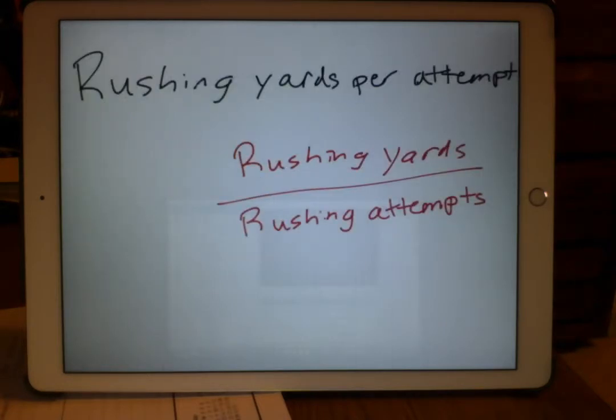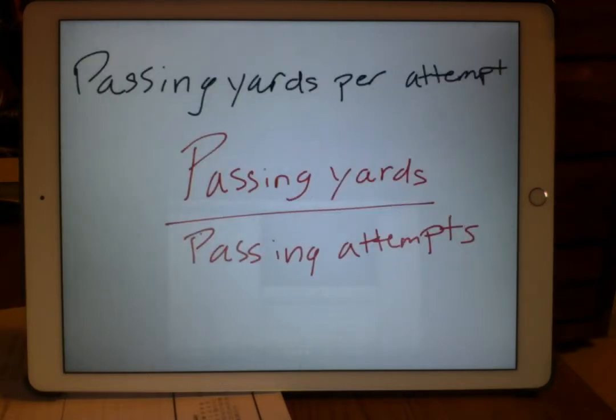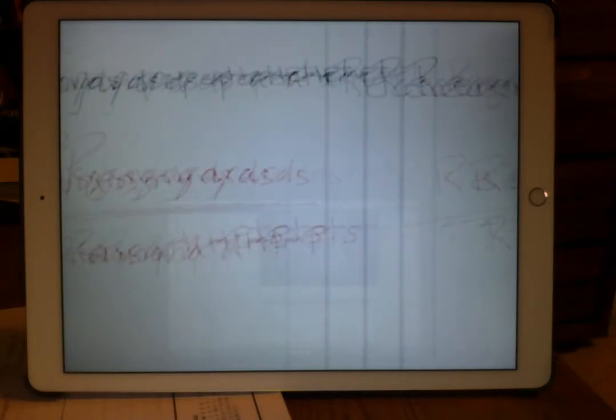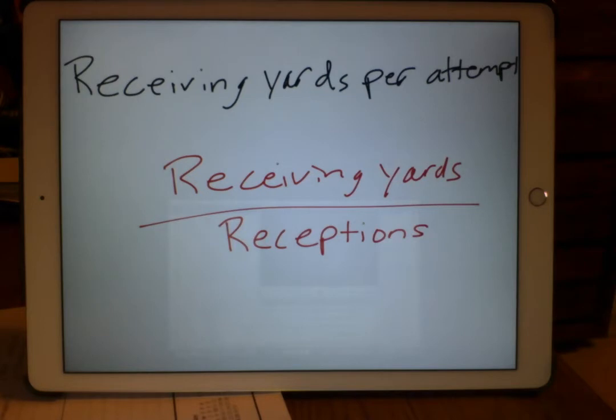Next, we got rushing yards per attempt. Again, pretty simple: rushing yards divided by rushing attempts. Passing yards per attempt, just like rushes, is passing yards divided by passing attempts. And lastly, for football, we got receiving yards per reception, which is receiving yards divided by number of receptions. Alright, those are all pretty straightforward. Usually they're given right in the problems we'll deal with. But if you have any questions with those, don't be afraid to come and talk to me.